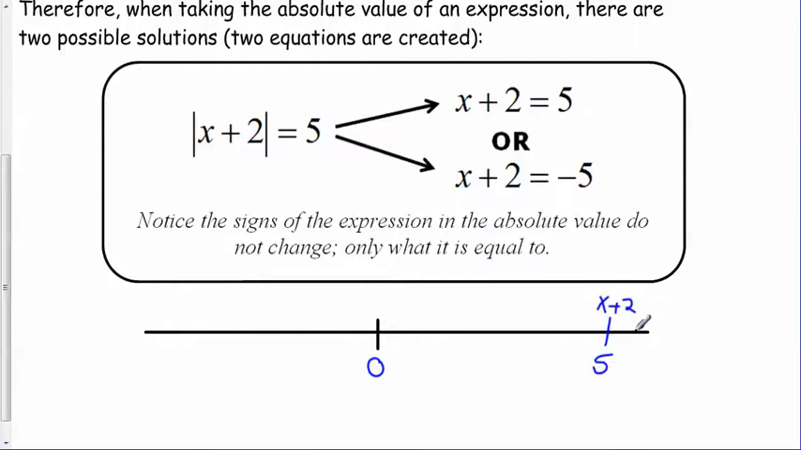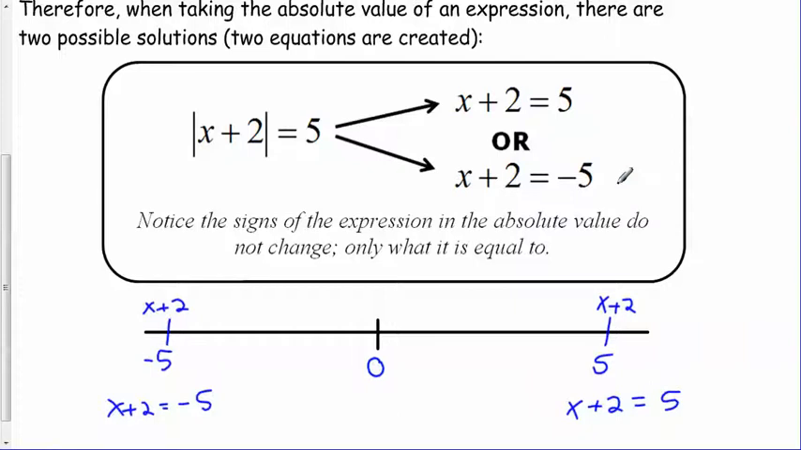So x plus 2, go to the right 5 units. That means x plus 2 equals 5. I could also go to the left 5 units, and there's negative 5. So x plus 2 could also be located here. So x plus 2 equals negative 5. And that's where we get our two equations from: we're looking at the distance to the right side and the distance to the left side of 0.